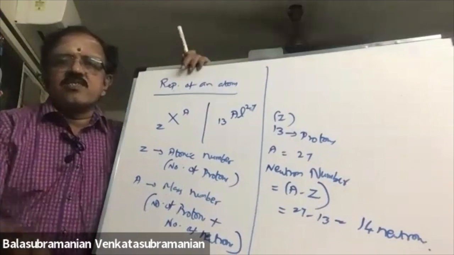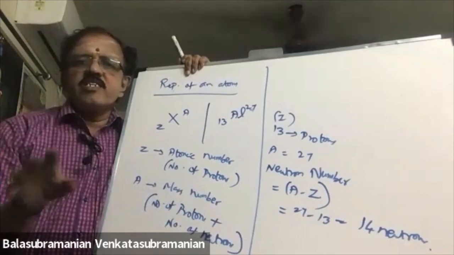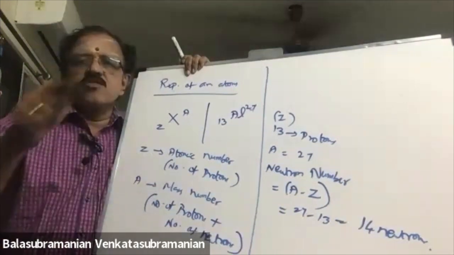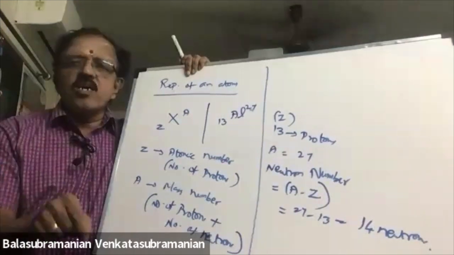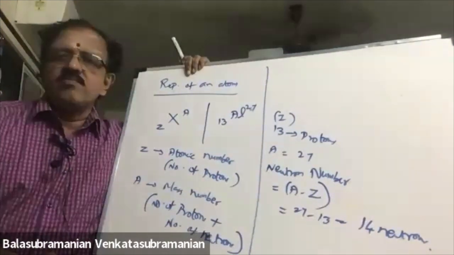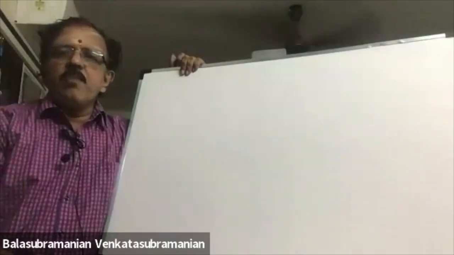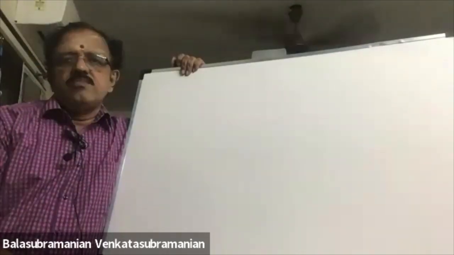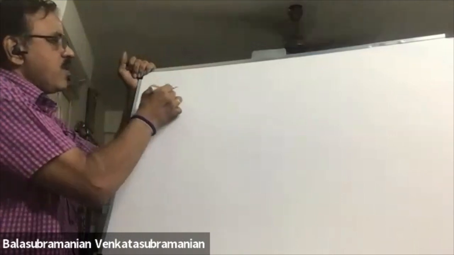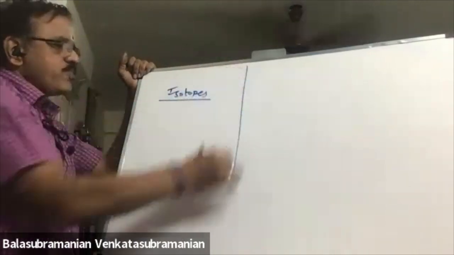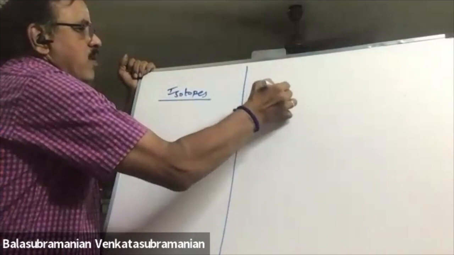Sir, the aluminium nucleus has 13 protons and 14 neutrons. In the nucleus, there is no question of electrons. Electrons are revolving around the nucleus. So when you consider an atom, electrons come into existence; when you consider a nucleus, it is the protons and neutrons part only. Clear? Fine. Depending upon the number of protons and neutrons, you can classify the elements into 3 categories: isotopes, isobars, isotones.